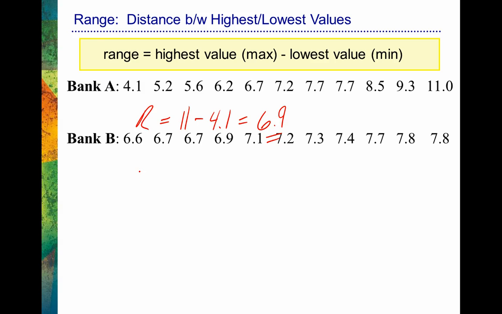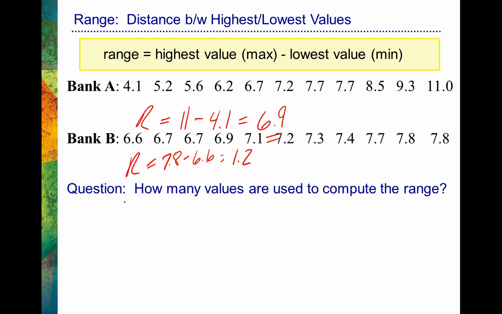Let's go ahead and compute the range for the second bank. In this case, the range is going to equal the maximum value, 7.8 minutes. We're going to subtract the minimum value, 6.6 minutes. That looks like that equals a range of 1.2 minutes. So we can see in this case, the range in the data is much lower for Bank B than it is for Bank A. These customers are waiting very similar amounts of time. These customers are waiting very different amounts of time.